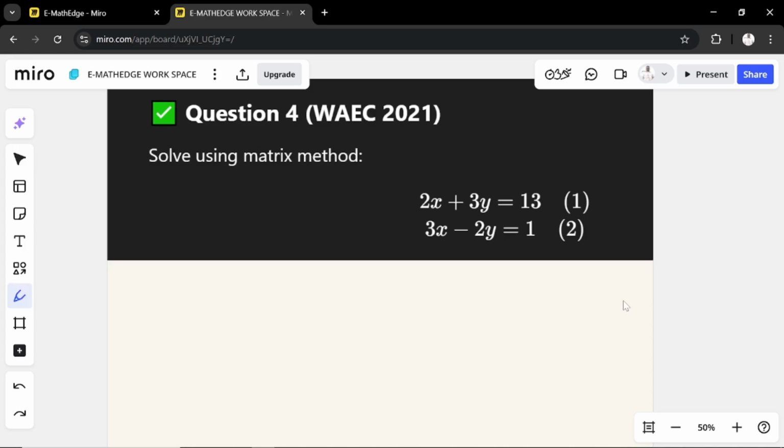So here we have a simultaneous linear equation to solve, which is a WAEC question for 2021, question number 4. And the question says, solve using matrix method. 2x plus 3y equals 13, which is equation 1. 3x minus 2y equals 1, which is equation 2. So we are to solve this simultaneous linear equation using matrix method. So let's go ahead and do that quickly.